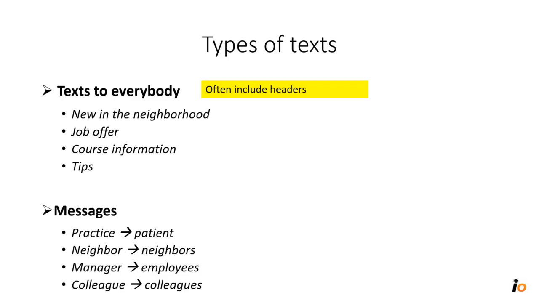And finally, the colleague to colleague. Maybe a colleague has organized something for another colleague because this other colleague is having his birthday or is leaving the company. So this person wants to inform the rest of the colleagues about giving a present or something like that. About the messages, these usually do not include headers. So that makes it a bit less easy to navigate compared to the text to everybody.